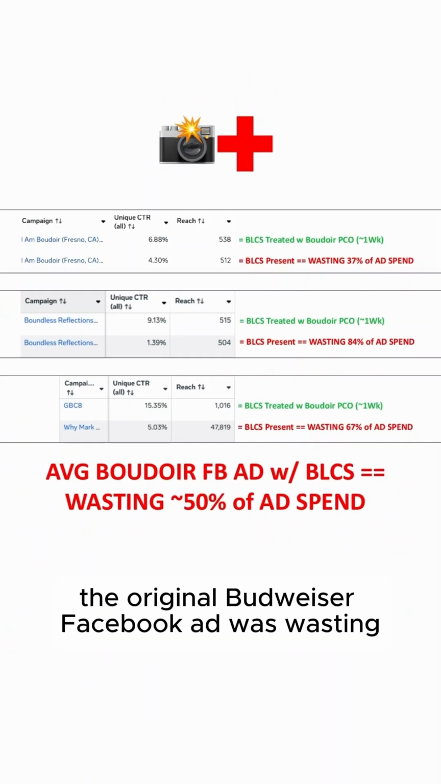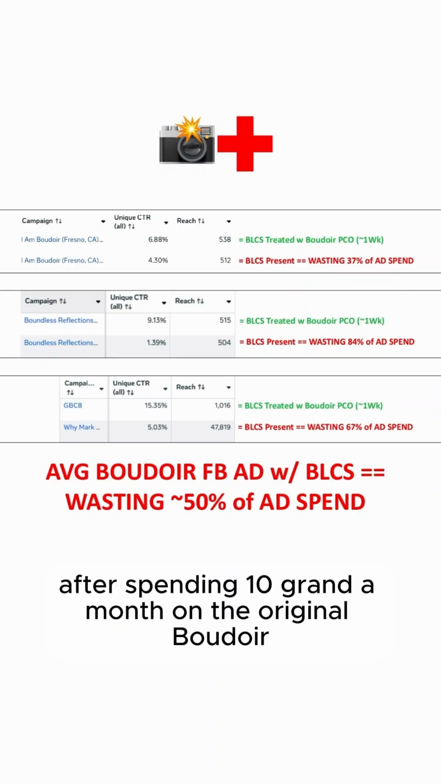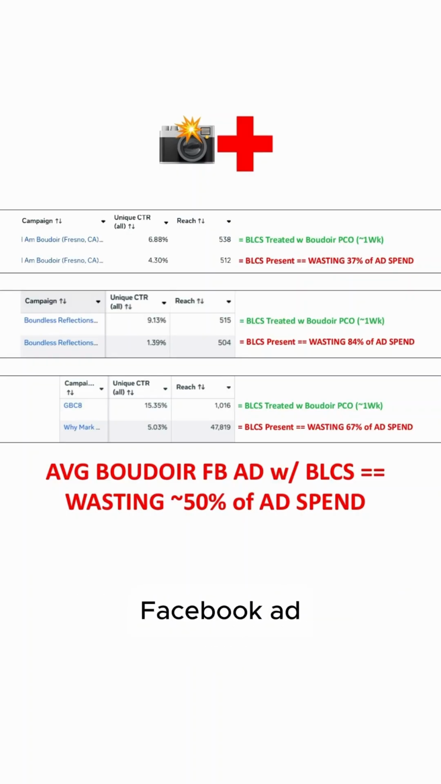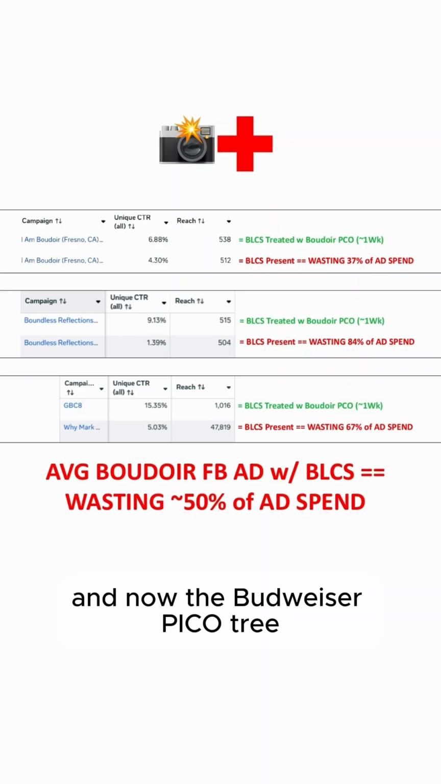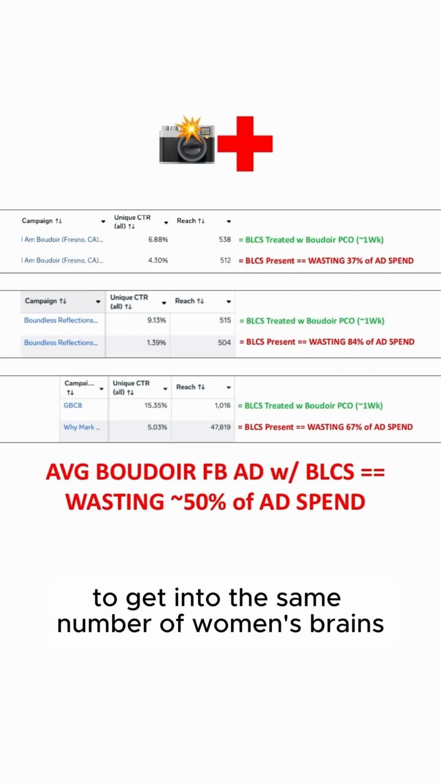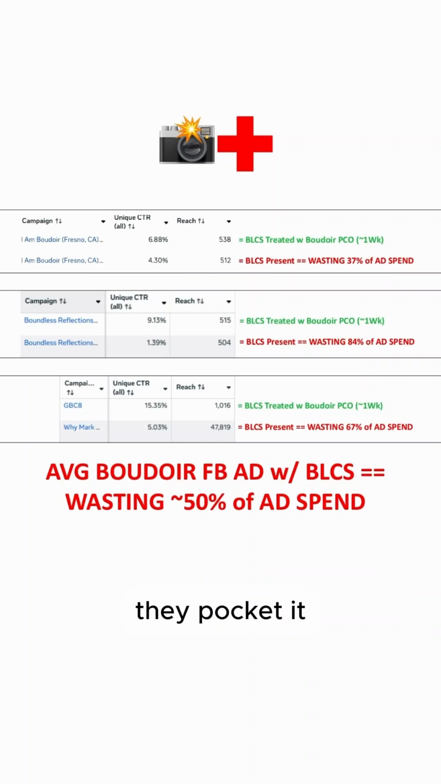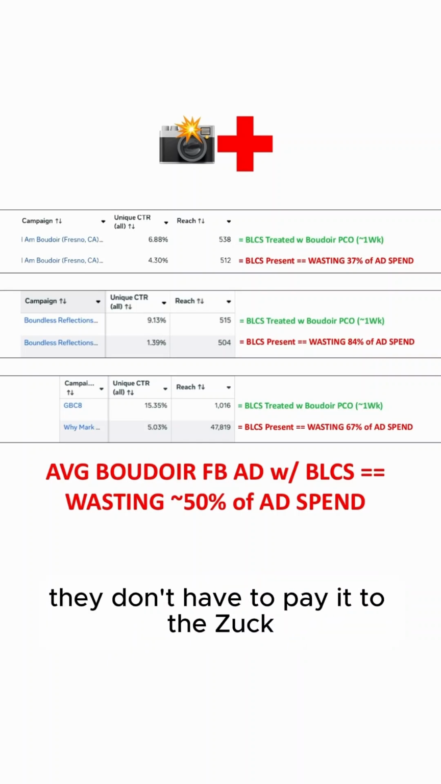So we found out the original Boudoir Facebook ad was wasting 37% of ad spend. If they're spending 10 grand a month on the original Boudoir Facebook ad, now with the Boudoir Pico treated ad, they only need to spend $6,300 a month to get into the same number of women's brains. Awesome. So the $3,700 a month, they don't have to spend it anymore. They literally just keep it in their pocket. They don't have to pay it to the Zuck.